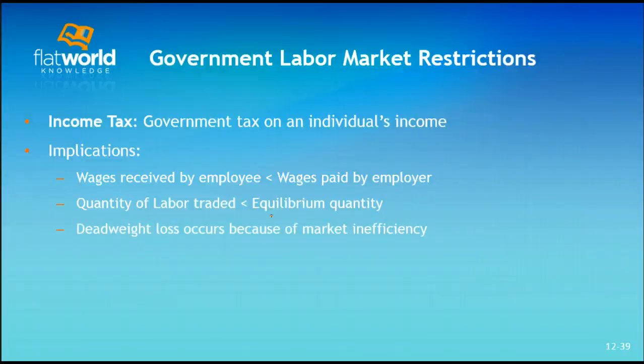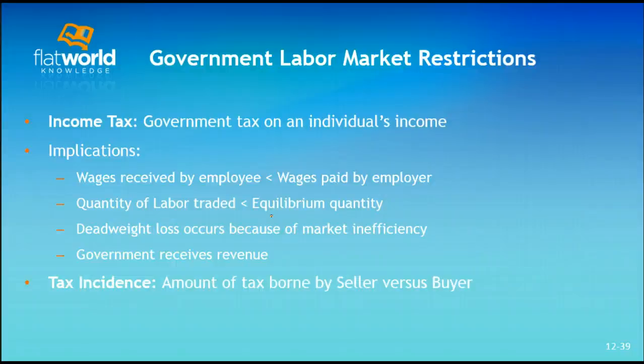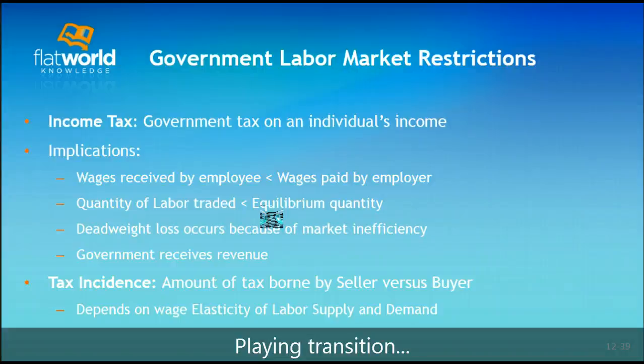We'll have a deadweight loss because of the market inefficiency, but in this case, it is a tax, so the government does receive revenue. How is that tax burden shared across the sellers of labor, or the workers, and the buyers of labor, the employers? Well, it'll depend on the wage elasticity of labor supply and labor demand. Let's look at it graphically.